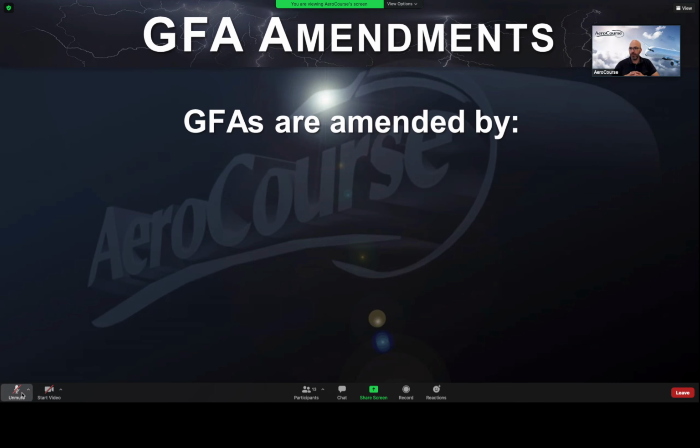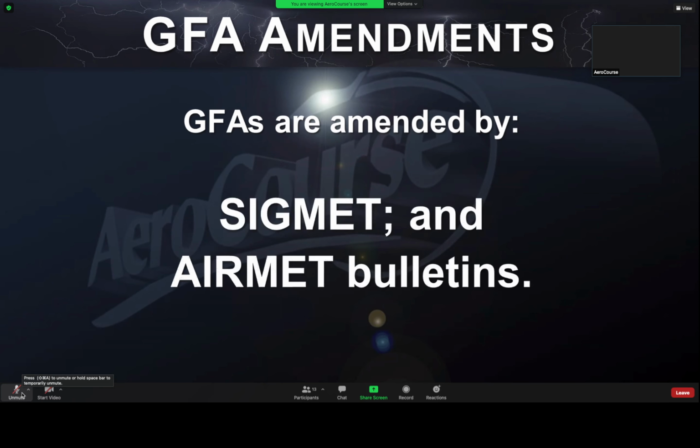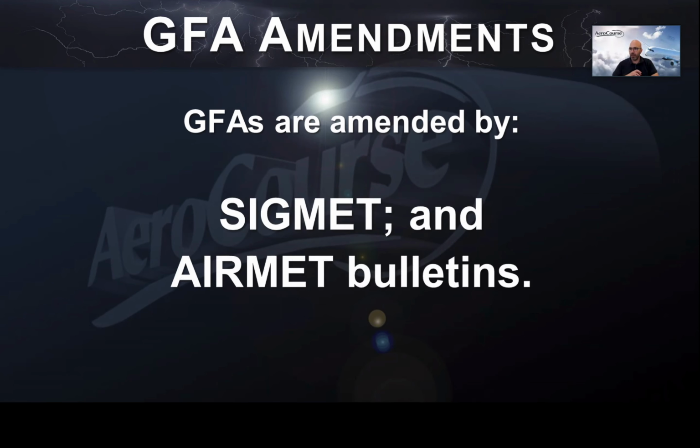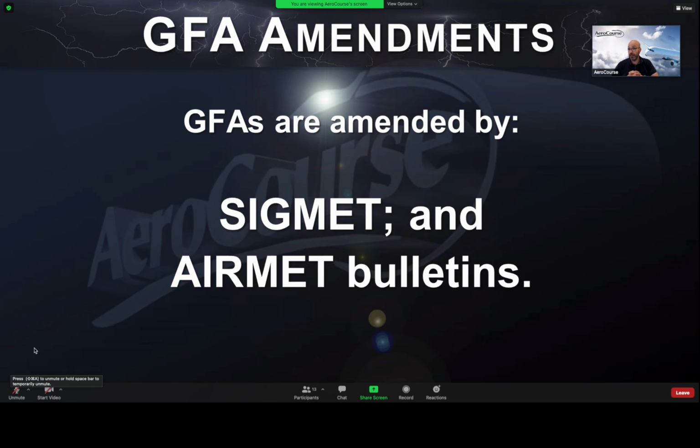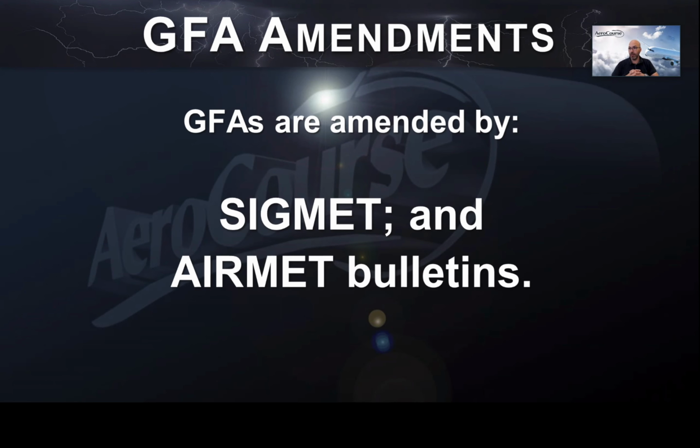Anybody know? What amends it? Maybe a SIGMET? AIRMET? Yep, SIGMETs, and another one, AIRMETs. Both of these things can amend a GFA. Now, what determines whether it's a SIGMET or they issue an AIRMET is the severity of the weather occurring. SIGMETs are worse than AIRMETs. Severe weather will issue a SIGMET. Less severe is an AIRMET.